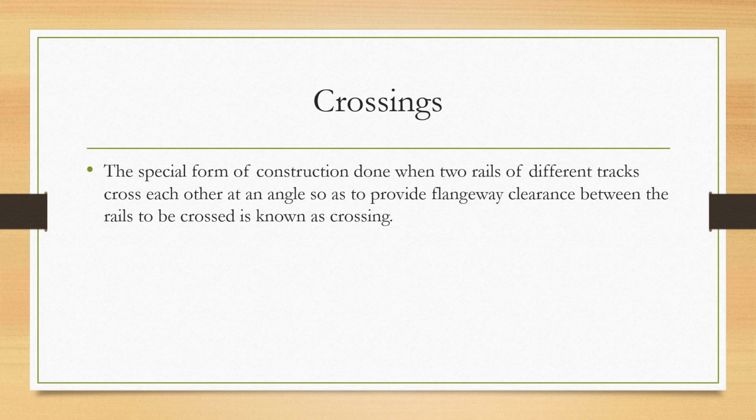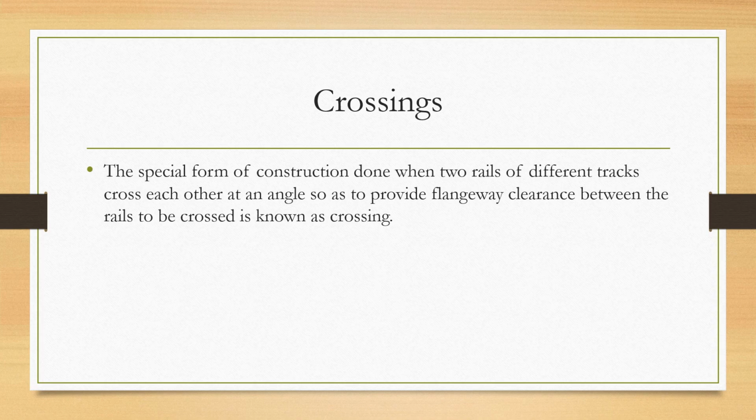Requirements of an ideal crossing. The assembly of a crossing should be rigid to withstand severe vibrations. Wing rails and nose of crossing should be made of special steel to resist heavy wear due to movement of wheels. The nose of crossing should have sufficient thickness to take all the stresses at the crossing.